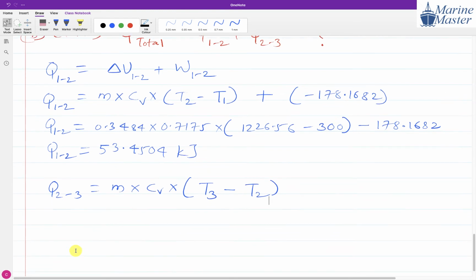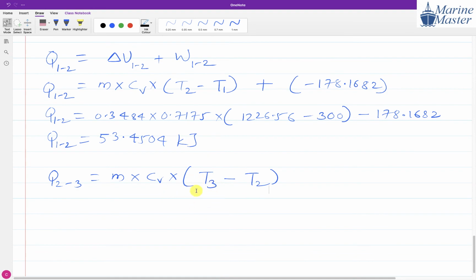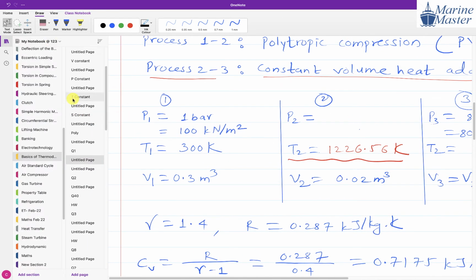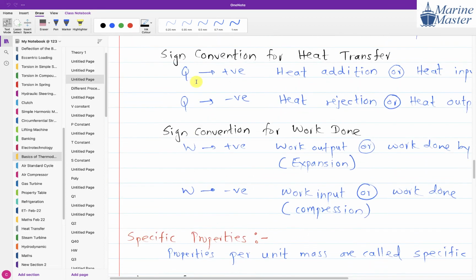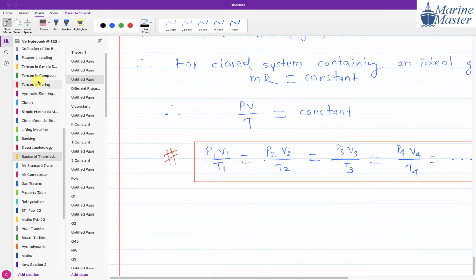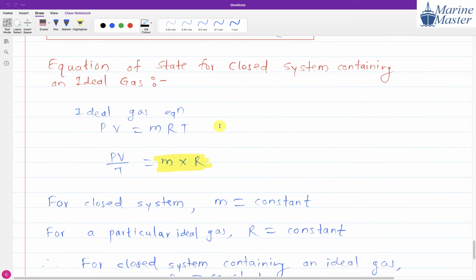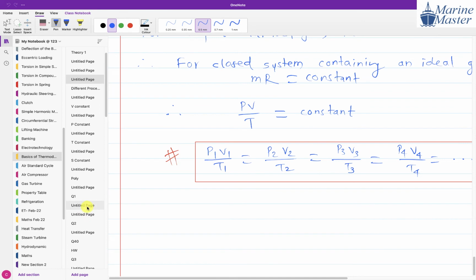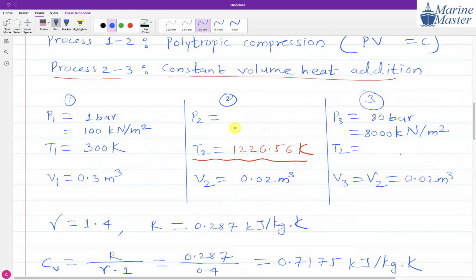Now everyone, what is unknown here? T3. And how to get T3? For that purpose, have a look here. We know the generalized equation of state, the equation of state for a closed system containing an ideal gas: P1 V1 by T1 is equal to P2 V2 by T2. This relation is applicable for any process of a closed system containing an ideal gas, any point. We are going to apply this relation to point 1 and point 3.